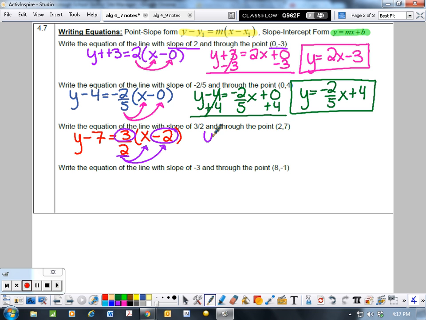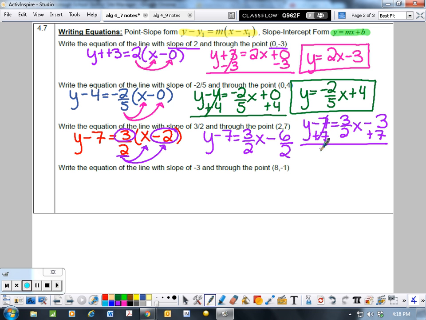So this will turn into y minus 7 equals 3/2 x minus, so 3 times 2 gives me 6 over 2. And then I would simplify that 6 over 2. So now this becomes y minus 7 equals 3/2 x, and 6 divided by 2 becomes 3. Now I can move my 7 over. So I add 7 to both sides. So this is y equals 3/2 x plus 4. And there's our equation.